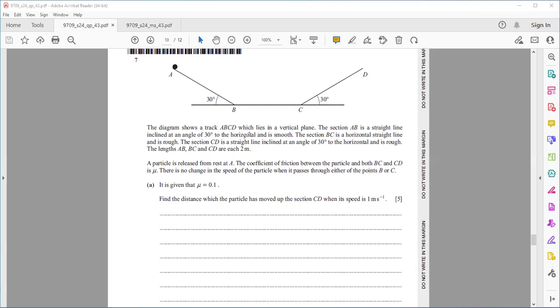Section AB and section CD are straight lines. Section AB is called smooth. Smooth means there is no friction over here. And the section BC is called rough, and the section CD is also called rough. When the plane is rough, definitely you have a coefficient of friction. In this case the coefficient of friction is mu, and in this case also the coefficient of friction is mu.